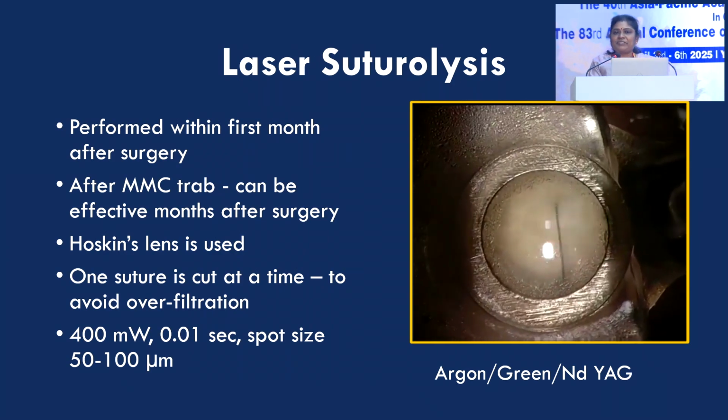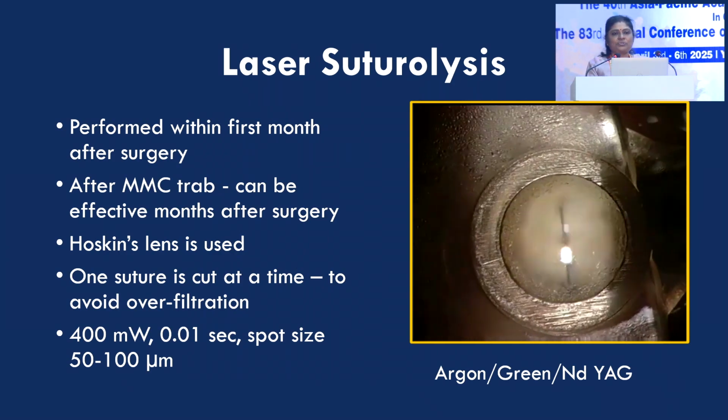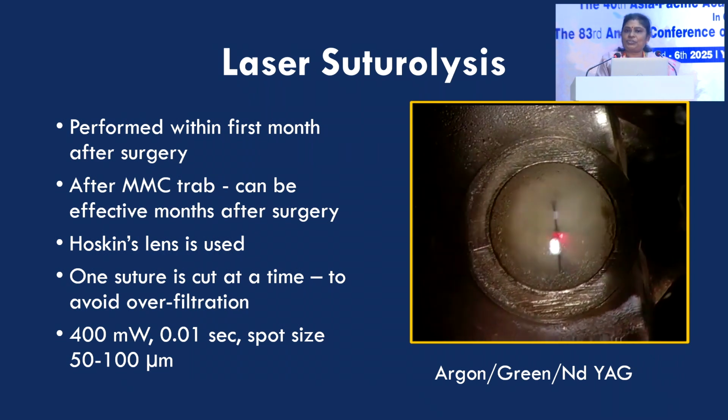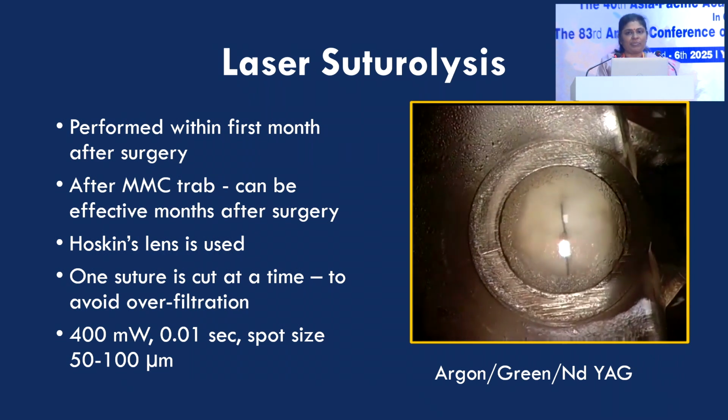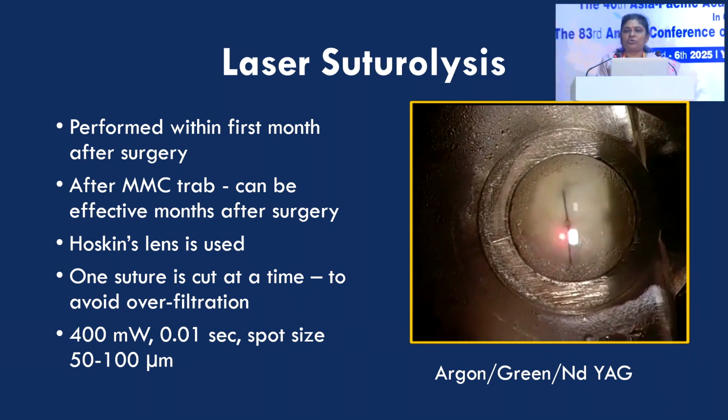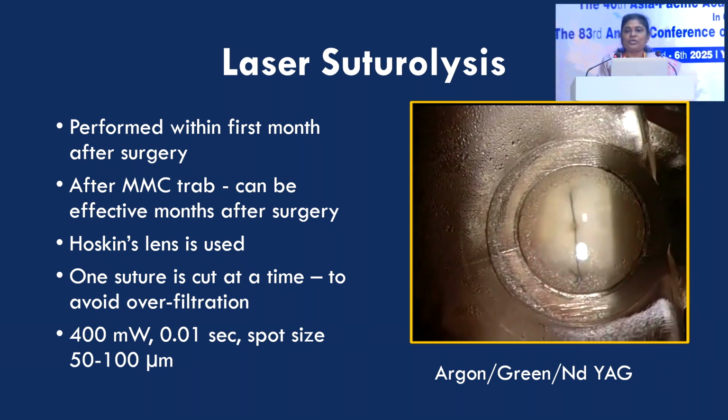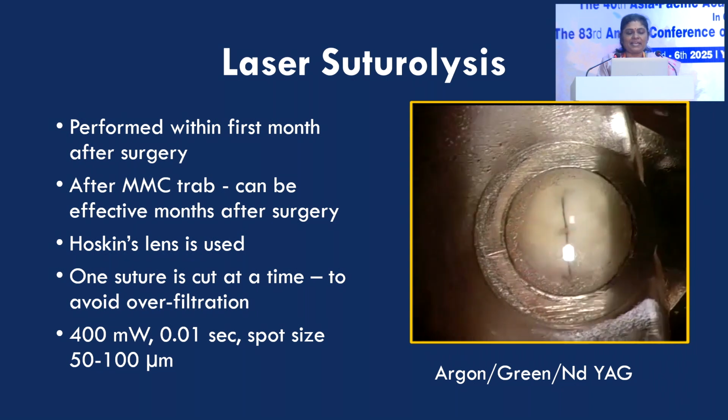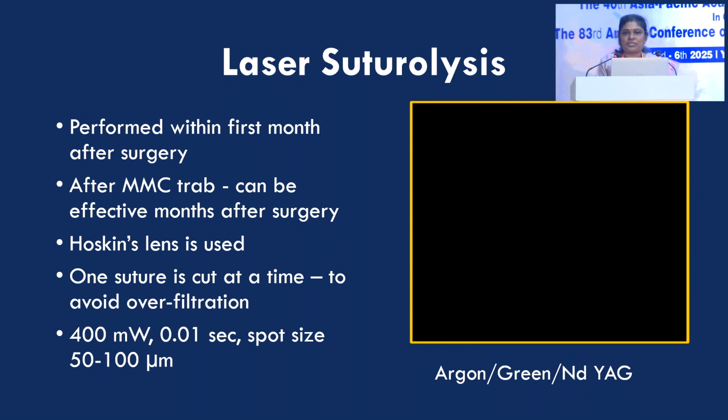Next, if it is not helping, then we can think of suturolysis. When we have multiple sutures, it's very important to avoid lysing all the sutures at a time, not more than one suture at a time. If you have 3 sutures, select the suture based on the bleb elevation with the digital massage. Wherever you feel the aqueous is not percolating, the suture is tight, you can release that suture. Hoskins lens can be used, and the energy settings are shown here.